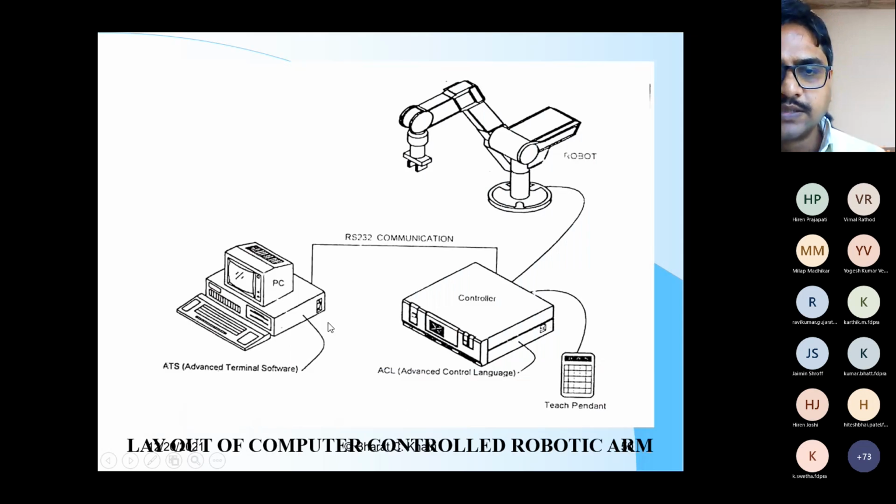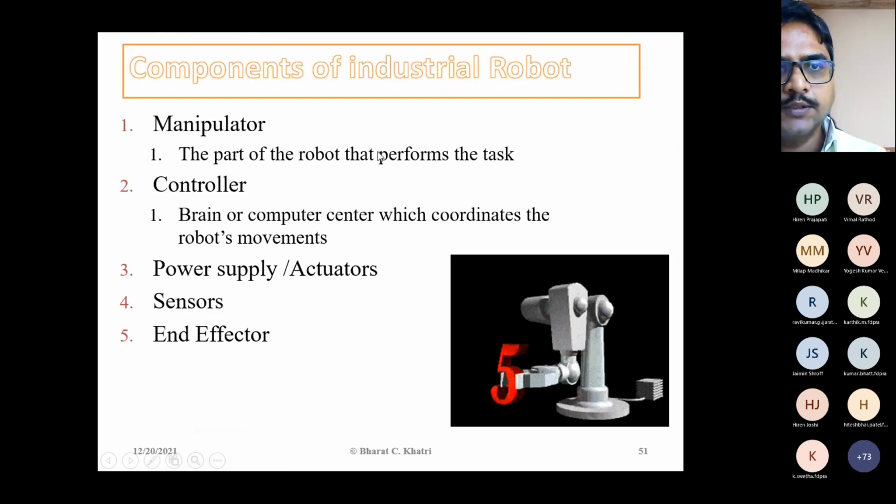Here the different configurations are shown. So the first component of the industrial robot is a manipulator. Manipulator is nothing but an electromechanical device, the part of the robot that can perform the task. That is the real body or structure, the mechanical one. It covers the links, joints and the drives.